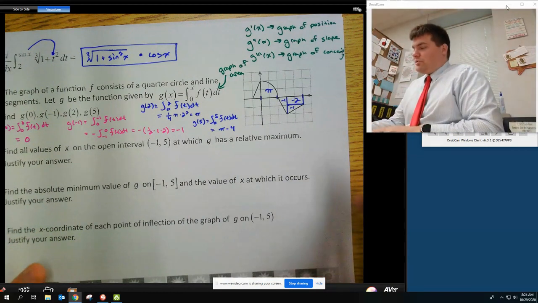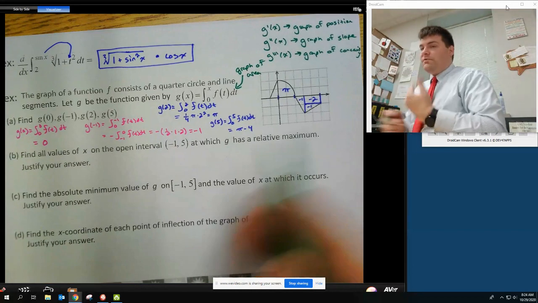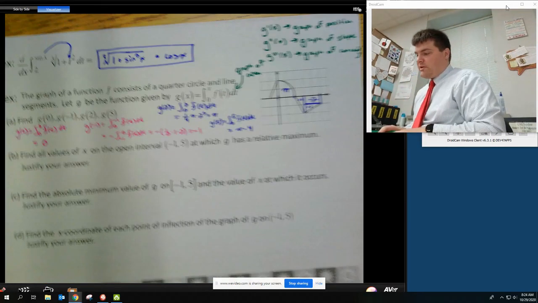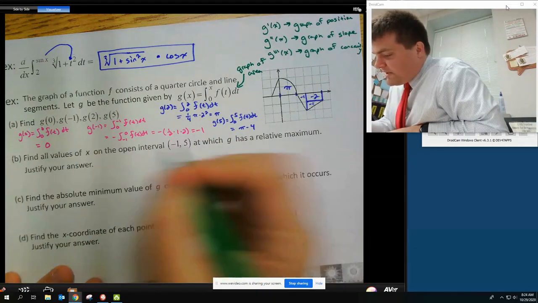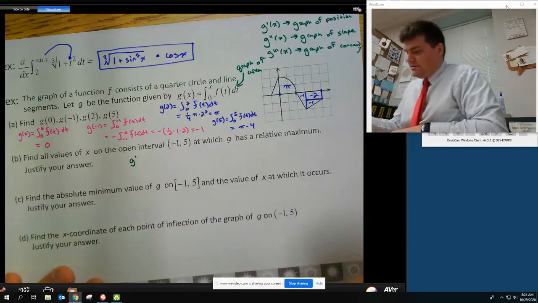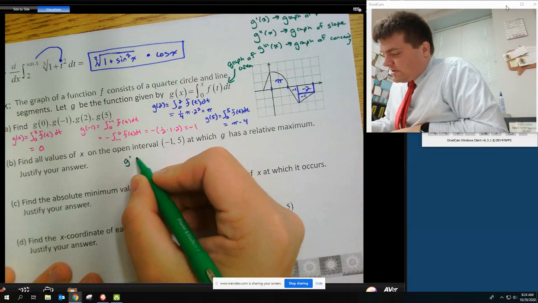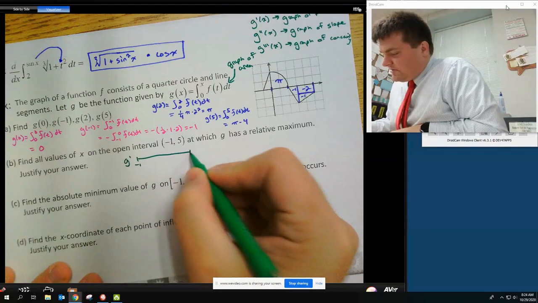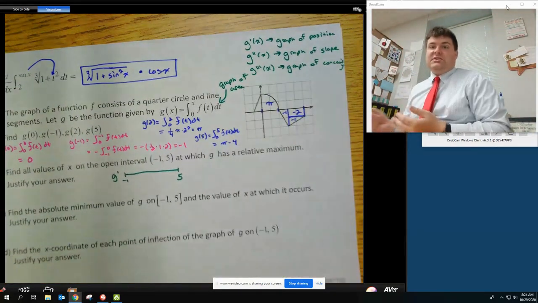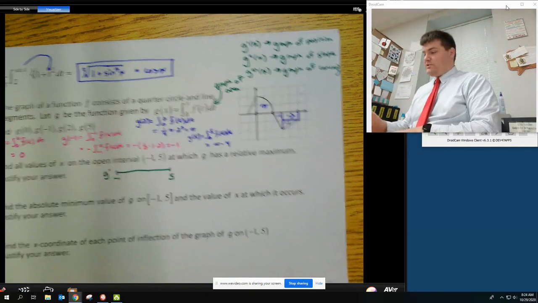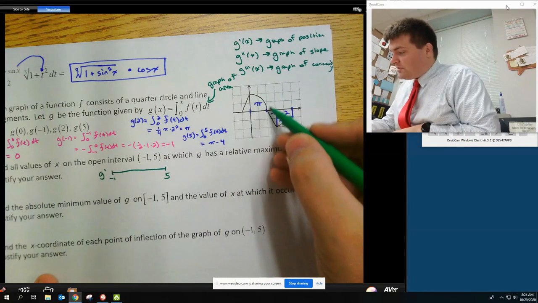So what I'm going to do here is make a little bit of a sign chart, and hopefully it will answer some questions. If I want to see where g has a relative maximum, I have to make a graph about g prime. So g prime from -1 to 5. Now this is a graph of position. So when is the position 0? That's my critical point. It's 0 here at -1, but that's not my endpoint. And then I'm also going to have a 0 here at 2.